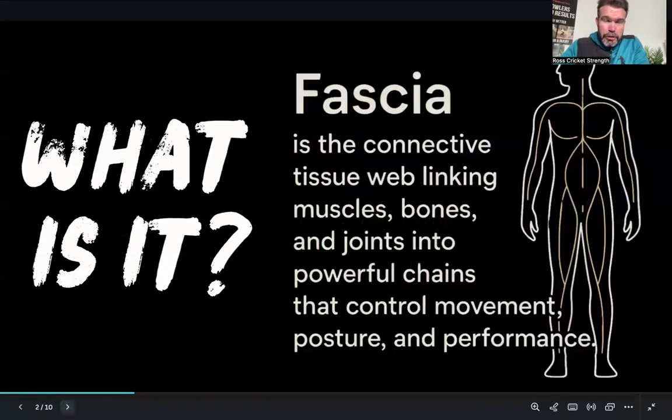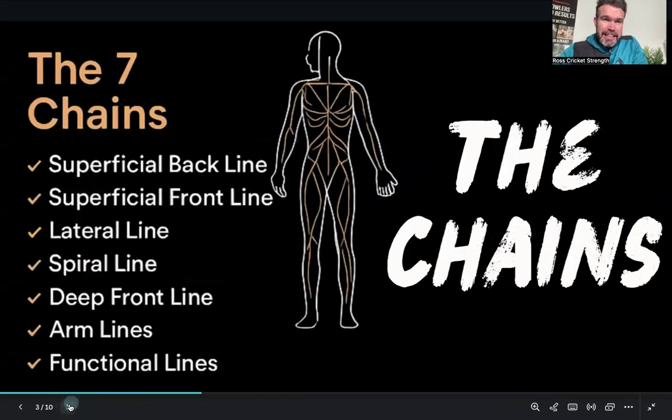So, first off, what is it? Basically, the connective tissue interlinking your muscles, your bones, your joints. And it's not just interlinking them, it's making chains and chains that control movement, posture, performance. They're so important. You probably hear us talk about the kinetic chain, the fascial lines, the oblique sling. All these things go back to fascia and what fascia actually is.